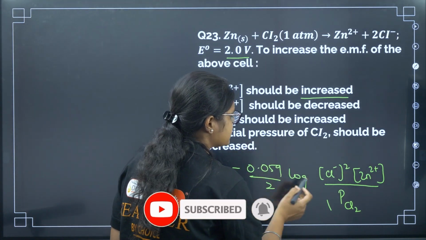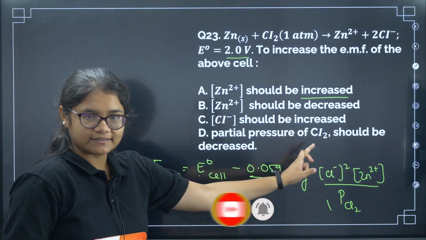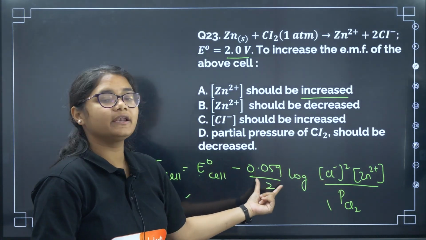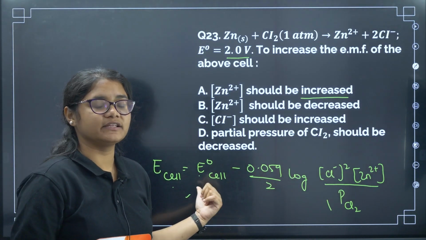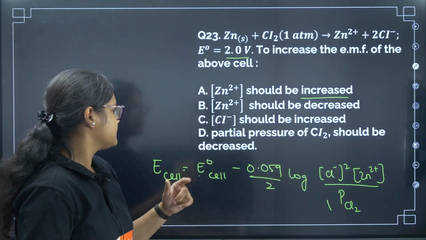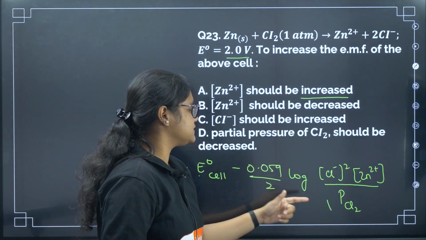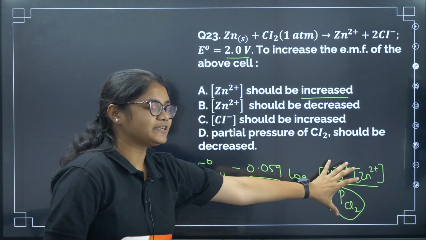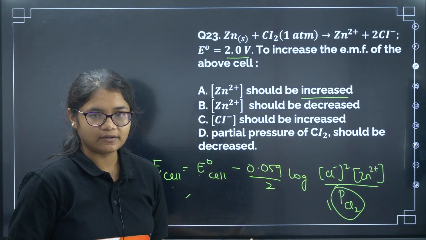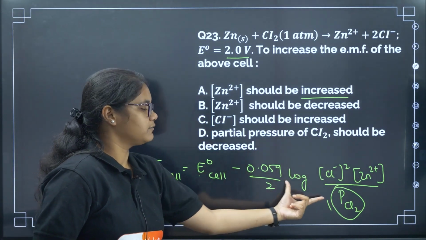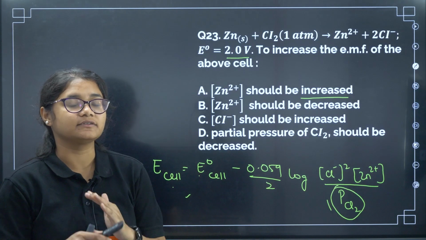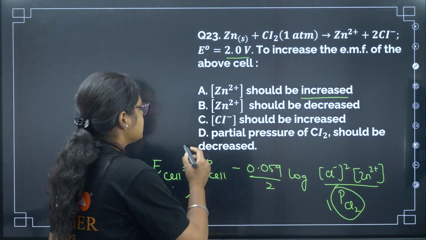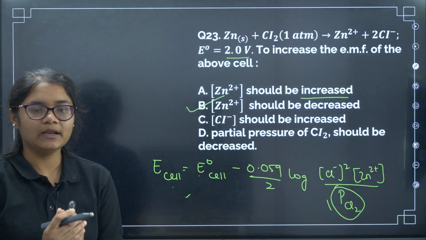Cl minus should be increased. Again, if Cl minus is increasing, the log value will be a bigger number, and we are again going to subtract a bigger number. So E of the cell will again decrease. Now the partial pressure of Cl2 is decreased. If P of Cl2 decreases, the denominator is decreasing, so the fraction value will increase, the log value will increase, and from E naught of the cell we have to subtract a bigger number, so E of the cell will decrease in that case. So the correct answer for this question will be option number B.